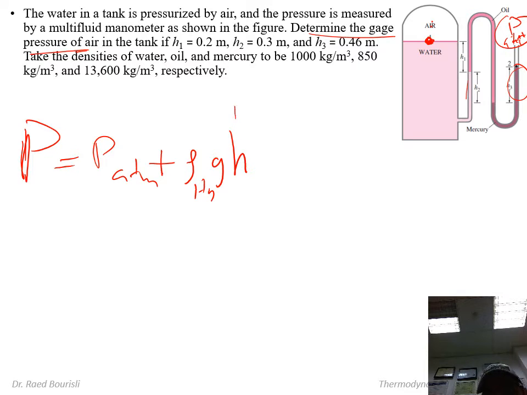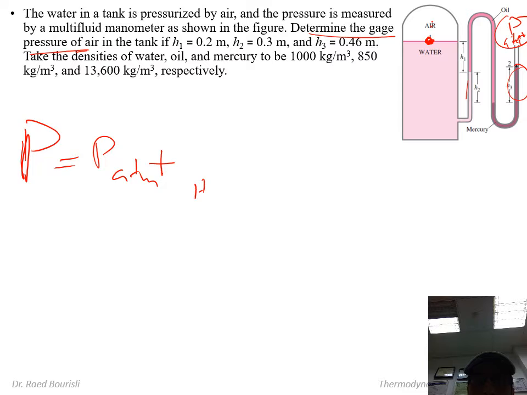This is meter per second squared, and this is kilogram per meter cubed. So basically this will be kilogram meter per second squared divided by meters squared. So this is Pascal.